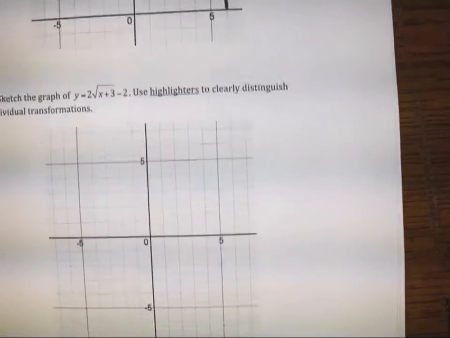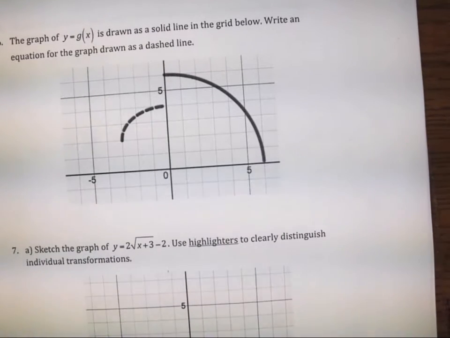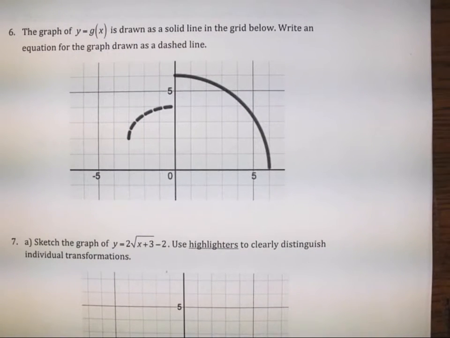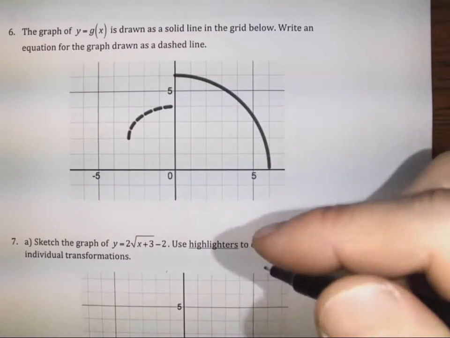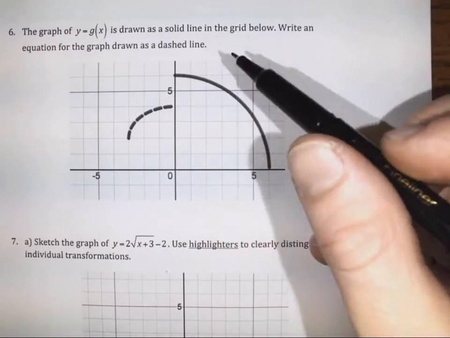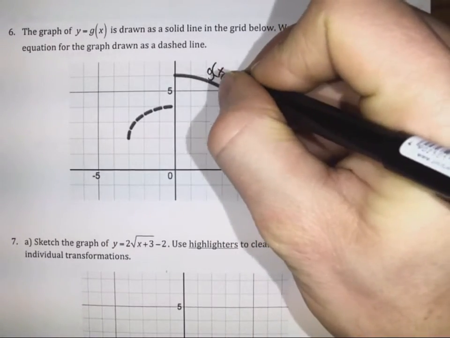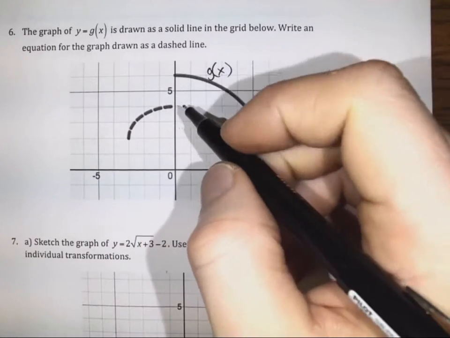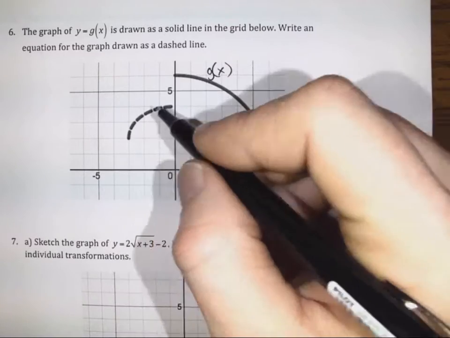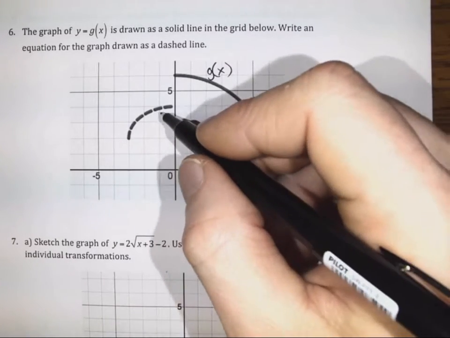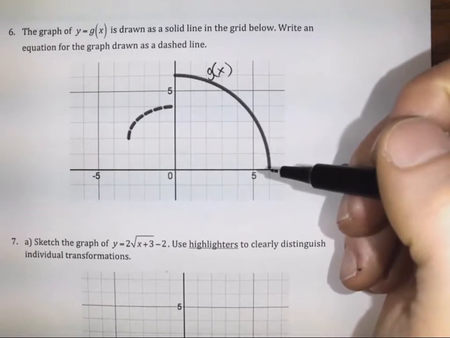Moving on, let's go to question 6. Okay, we have this shape that has been translated. It looks like, which one are we starting with? The graph g of x is a solid line. Okay, so this is g of x here. And it looks like there's a new function, a transformation of this graph. So we're going to try to determine all the ways in which this graph has been changed from this graph.